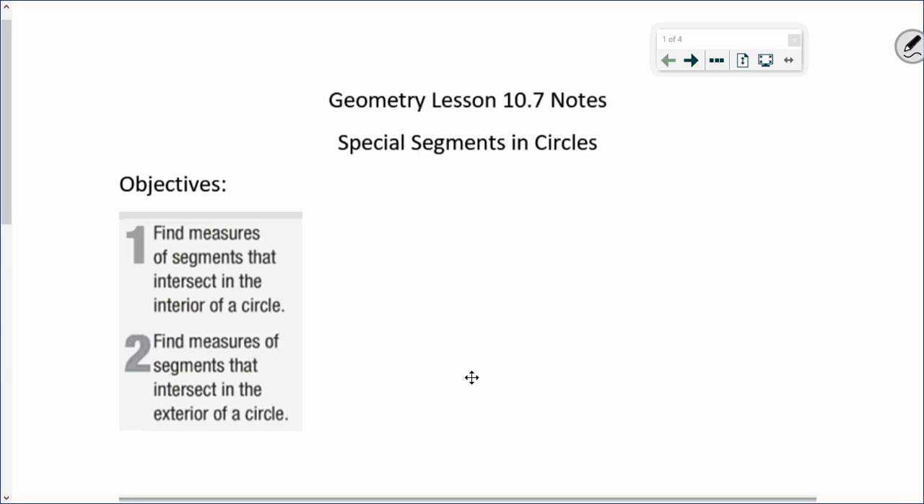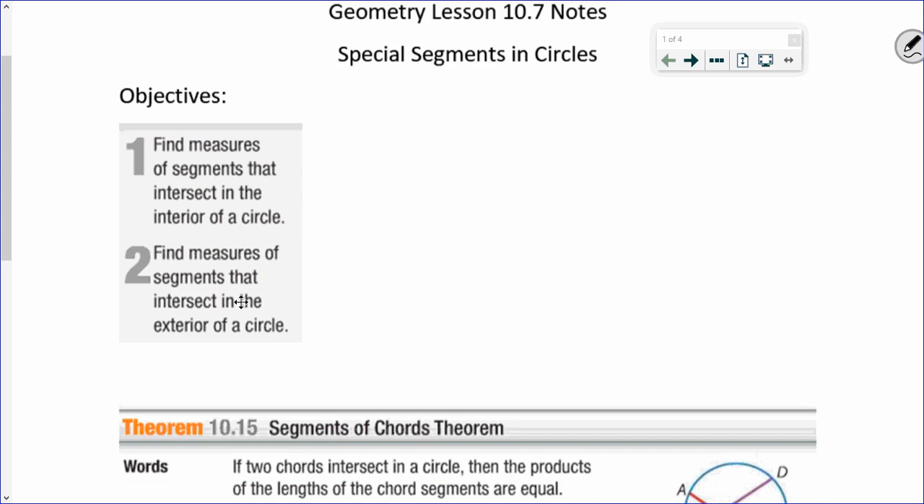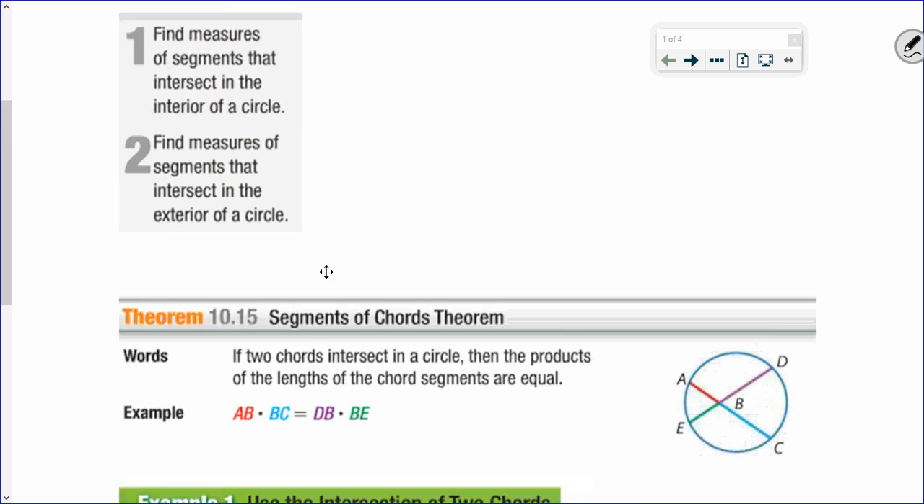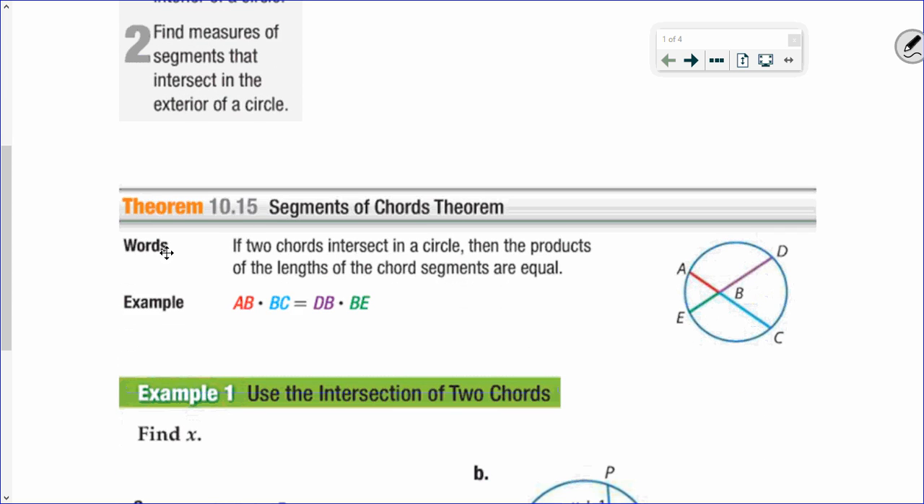Alright, hello everyone. Today we're going to talk about lesson 10.7, special segments and circles. Our objectives here will be to find measures of segments that intersect in the interior of a circle, and we'll also be finding measures of segments that intersect in the exterior of a circle. So, theorem 10.15, we're going to get started here.